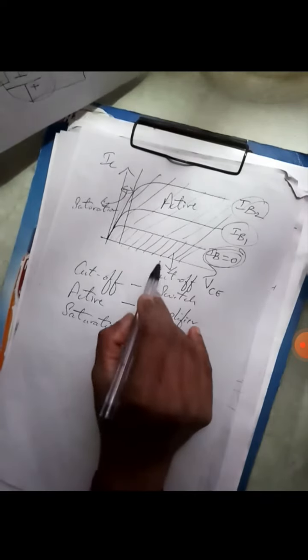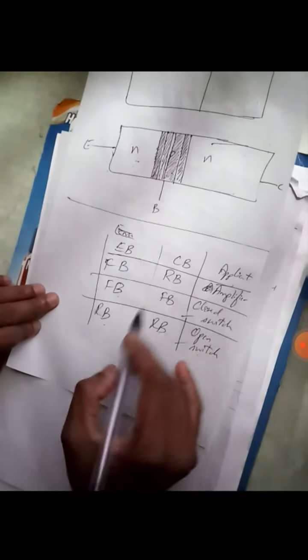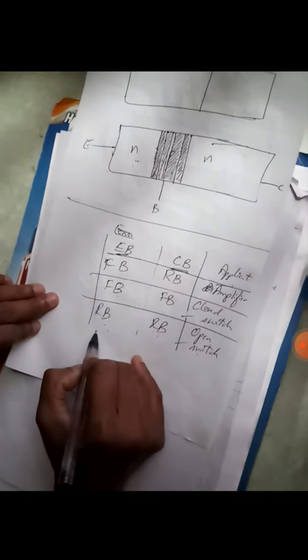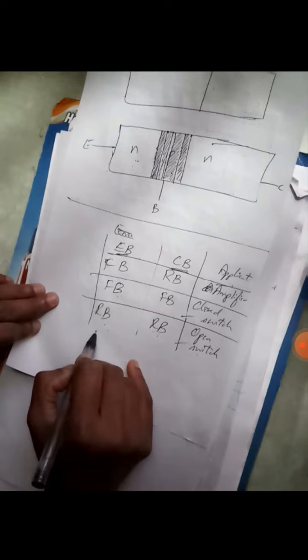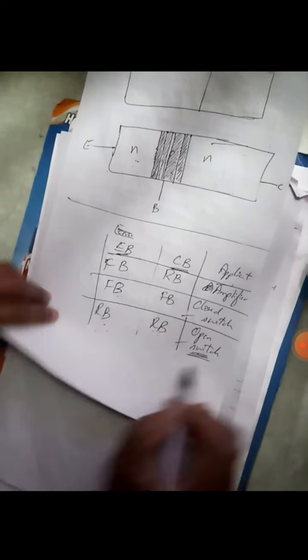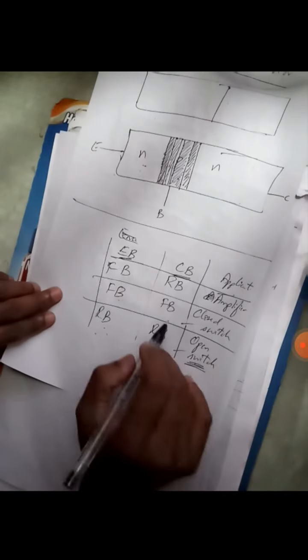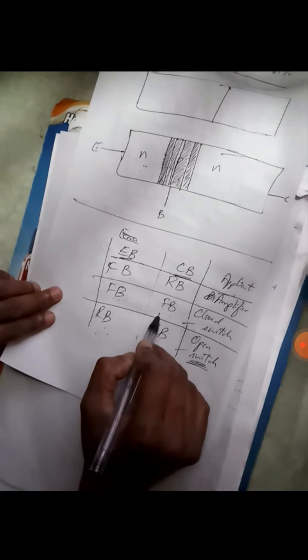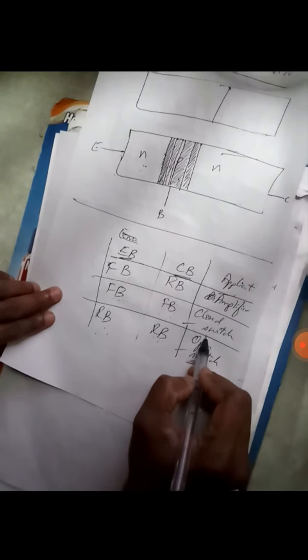So if I want to use the transistor in the cutoff region, both the junctions, the emitter-base junction and the collector-base junction, have to be reverse biased, and the transistor will act like an open switch. If I use the transistor in the saturation region, both the junctions have to be forward biased, and the transistor will act like a closed switch.